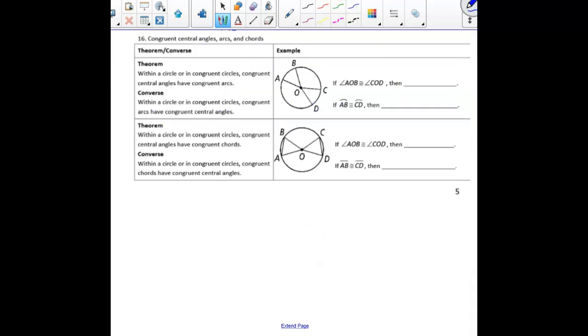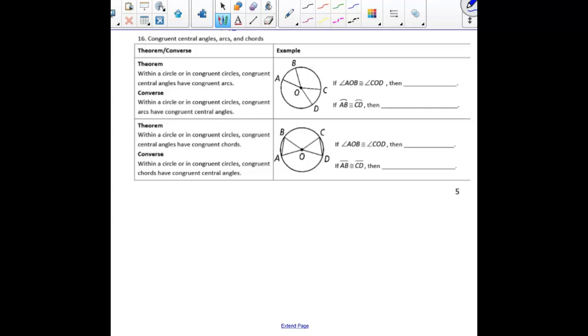So now we have some rules to worry about as well. Congruent central angles, arcs, and chords. So the first theorem is, within a circle or in congruent circles, congruent central angles have the same arcs. The converse of that is also true. Within a circle or in congruent circles, congruent arcs have congruent central angles.